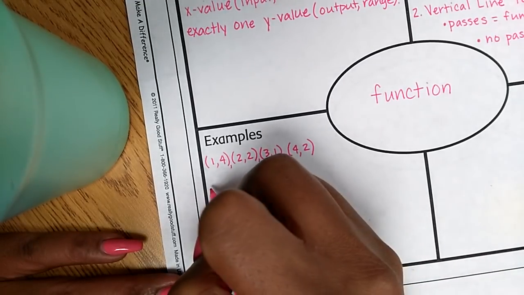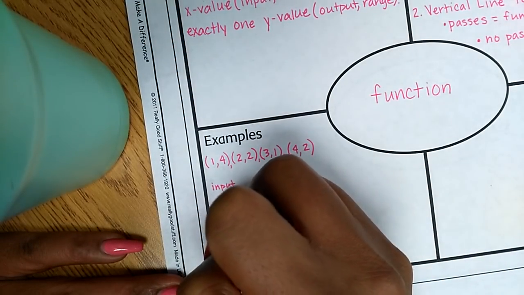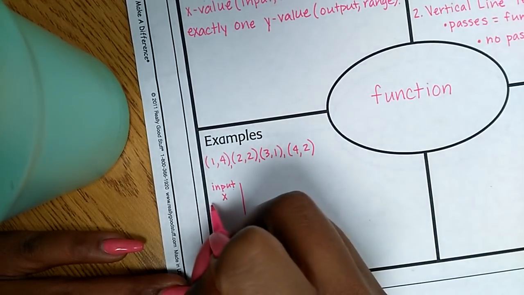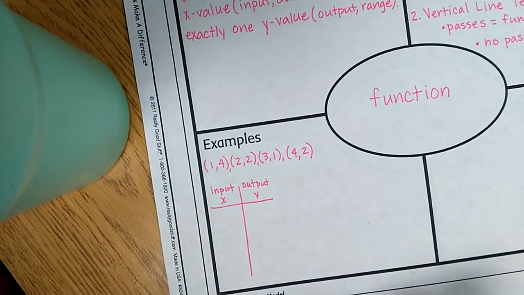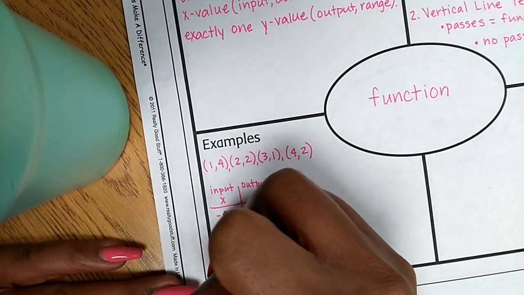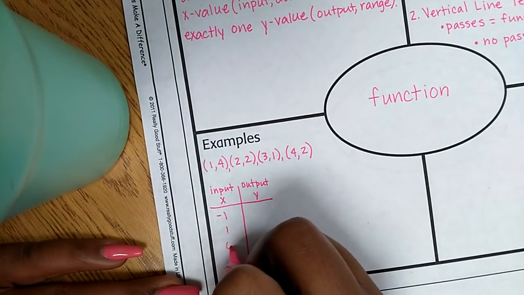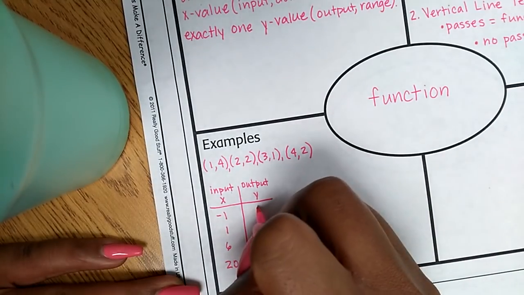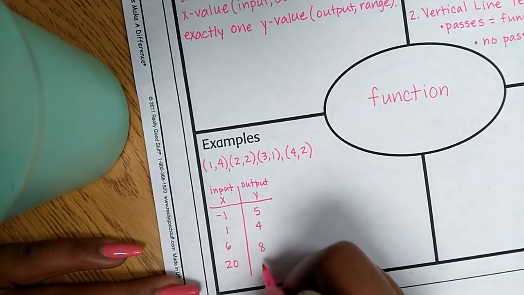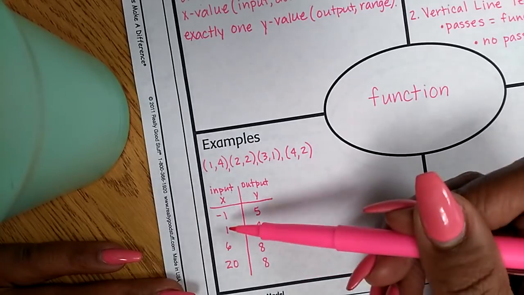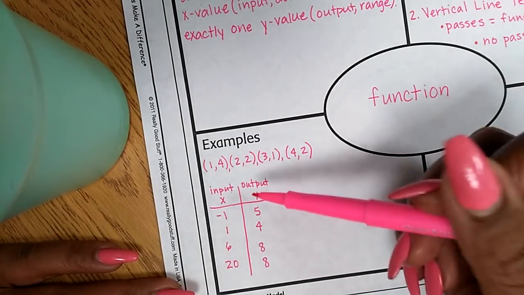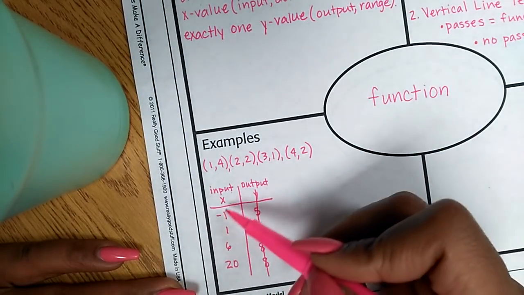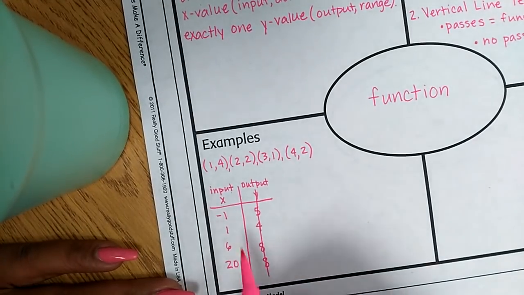So now let's look at a table. I'm just labeling it input and output so you know that x is also called the input and y is also called the output. -1, 1, 6, and 20. 5, 4, 8, and 8. Okay. All of these numbers are single numbers that do not repeat. But in my Y column, I do have 2 repeating 8s. Remember, our Y's do not matter. We're only concerned with the X column. And because we have no repeating X's, this is also considered a function.